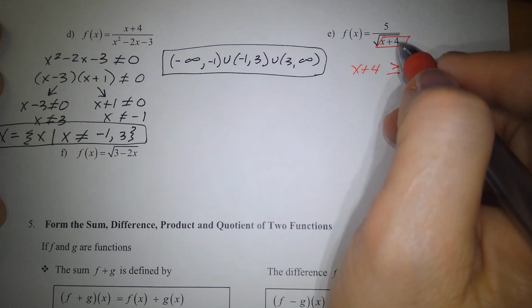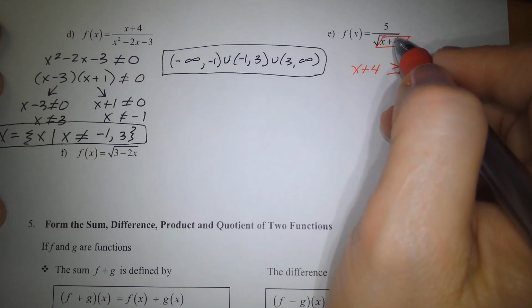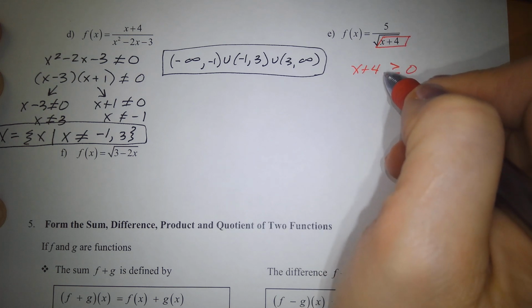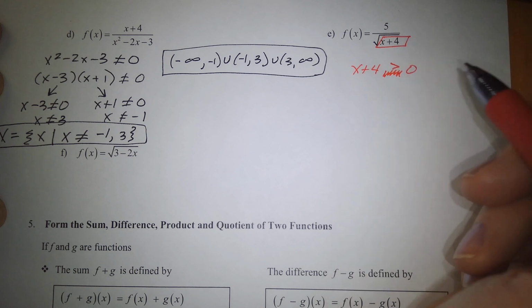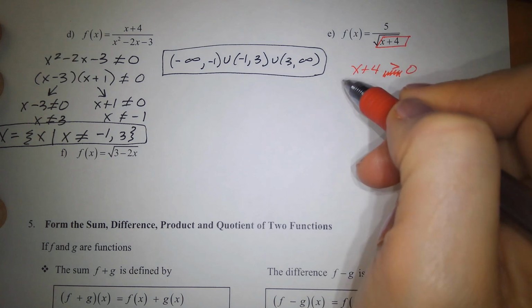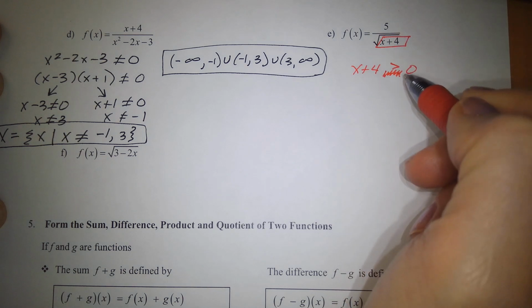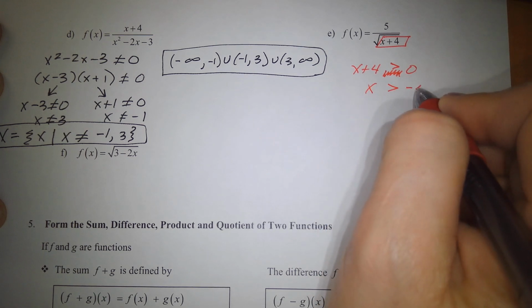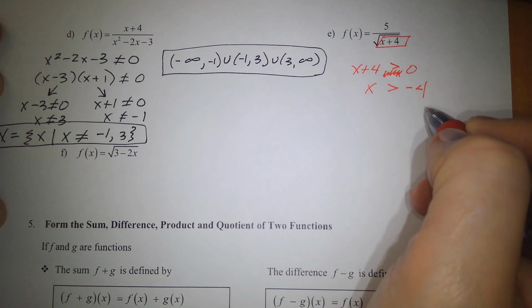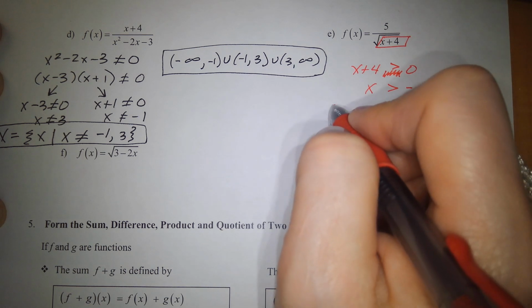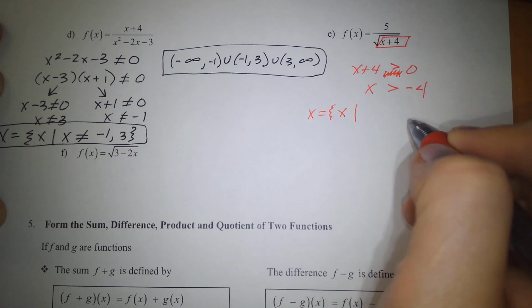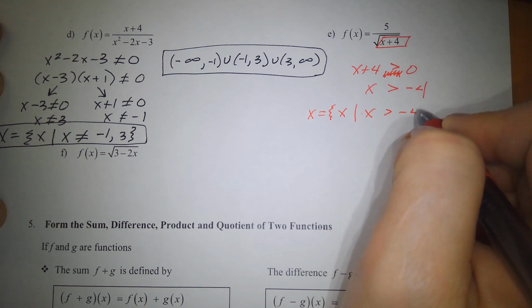So real numbers means everything under here has to be not negative. But at the same time, I have to also exclude 0, because 0 cannot be in a denominator. So we simply just say x plus 4 is greater than 0. By subtracting 4 from both sides, I find x is greater than negative 4. So my domain is any number x such that x is greater than negative 4.